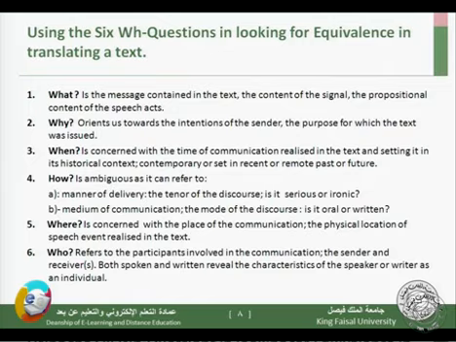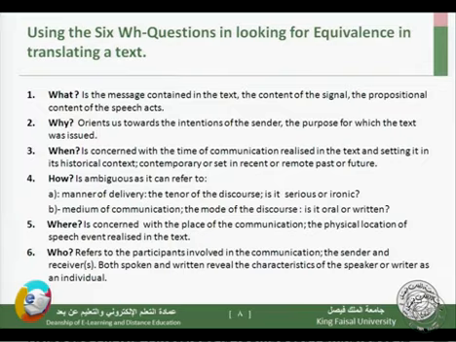Now, the third question you ask yourself when you want to translate any message, any text, any statement, is when. When was this statement issued? Now, when is concerned with the time of communication realized in the text and setting it in its historical context, contemporary, or set in the recent or remote past or future. Now, when you are translating a text or a message or a statement, again, you can apply this question, when. When was this written? The time is very important. Was it written in the past, 200-300 years ago, or was it written a few days ago, or is it written for the future? So time is very important because it gives you a lot of information about the text.